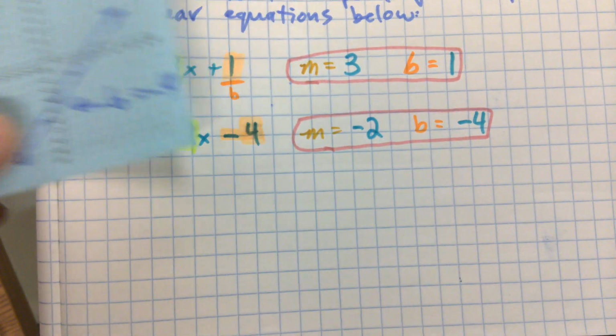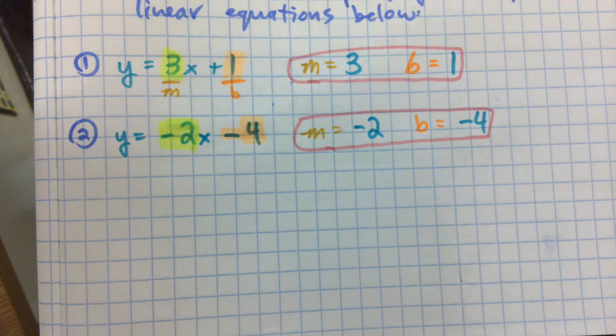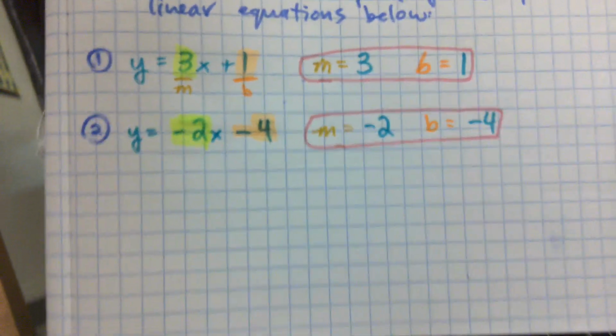We're not going to worry too much about what the graphs look like. That'll be later on in the week, but I just wanted to show you that not only can our slope be negative, but our y-intercept can also be negative.